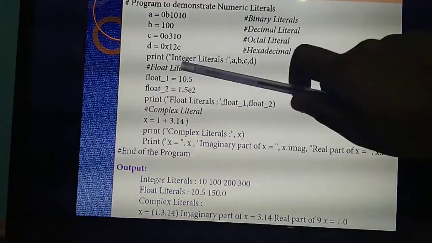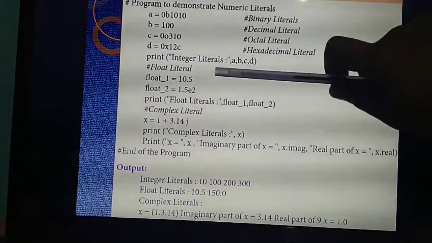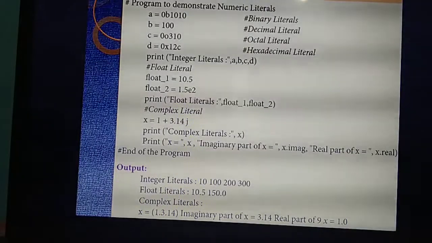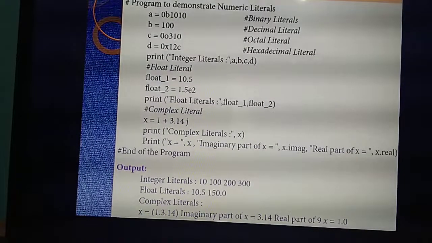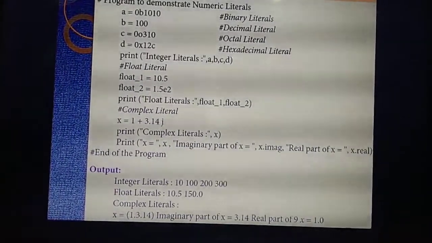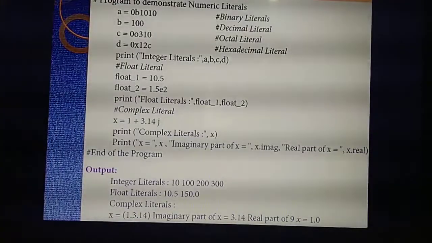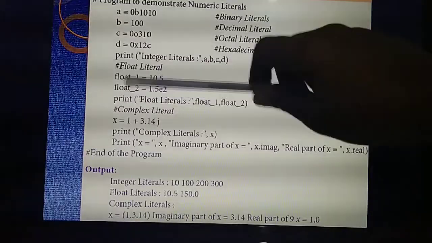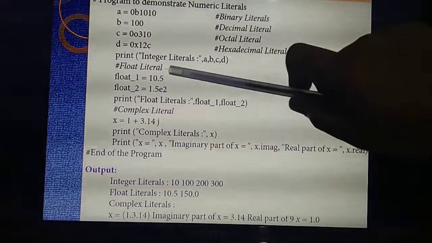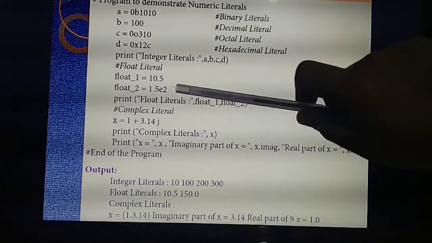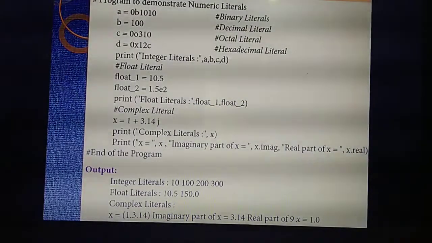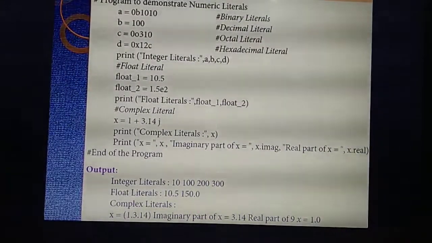Next I am declaring float, that for our understanding they are given in float literal. Then I am going to print float literals. Before we print float, you need to declare. So I am declaring 2 variables, float 1 and float 2. What's the value of float 1? 10.5. What's the value of float 2? 1.5 E2.